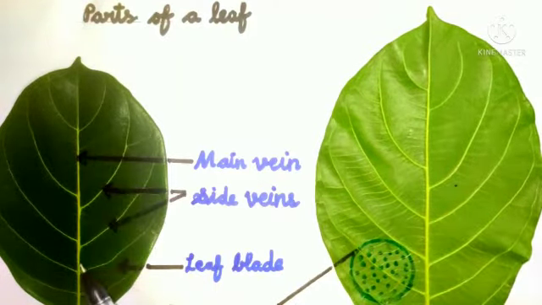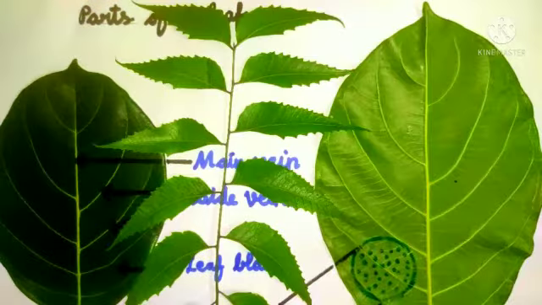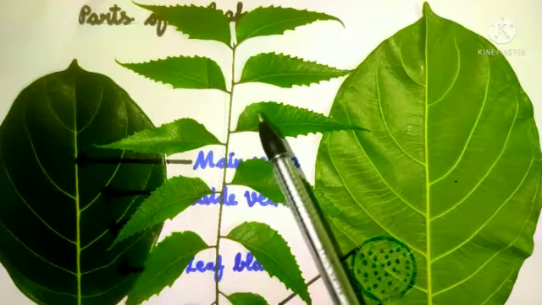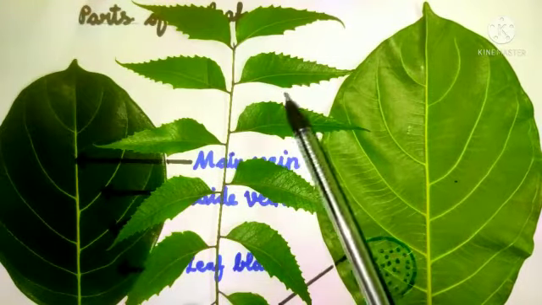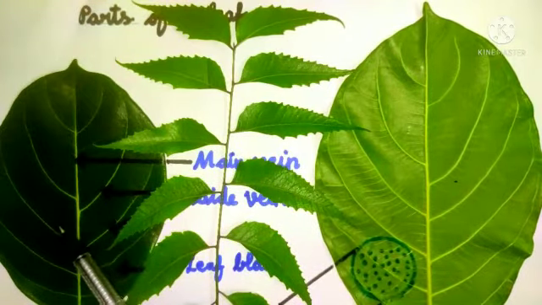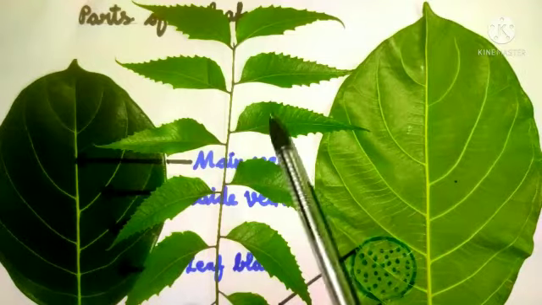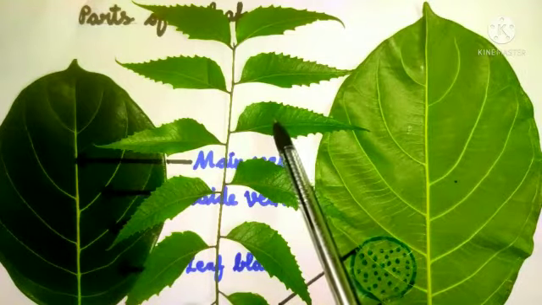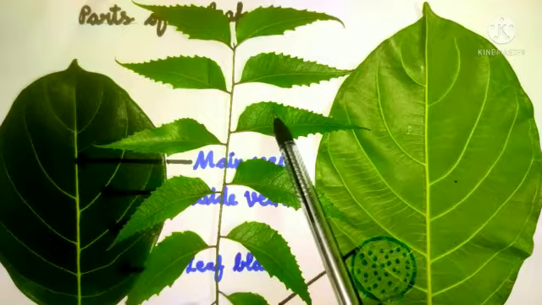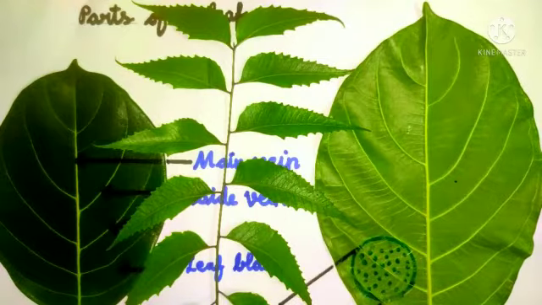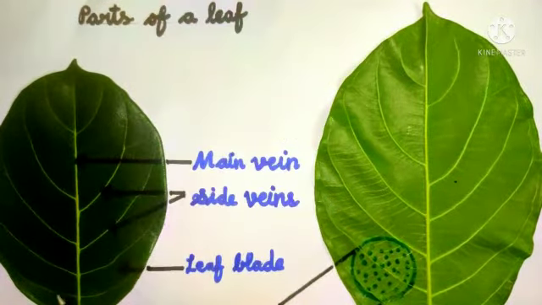Some leaves have a very broad leaf blade, whereas some have narrow ones. Did you see? This leaf has broad leaf blade and this leaf has narrow leaf blade. Okay. Next is vein.